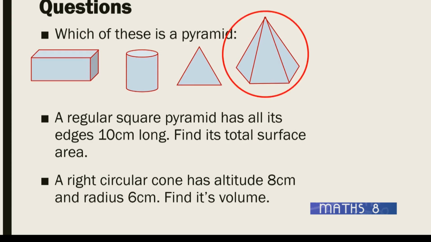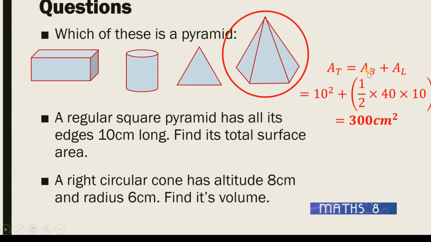Here are the answers. This one is a pyramid. This is not a pyramid because the vertices of one side are not all connected to the same point. The same for this one, and this triangle is not even three-dimensional. For number 2, the total area is the area of the base plus the lateral surface area. For the base, it's a square, so 10 times 10. For the lateral surface area, we do a half times the perimeter of the base times the height. This simplifies to 300 centimeters squared.